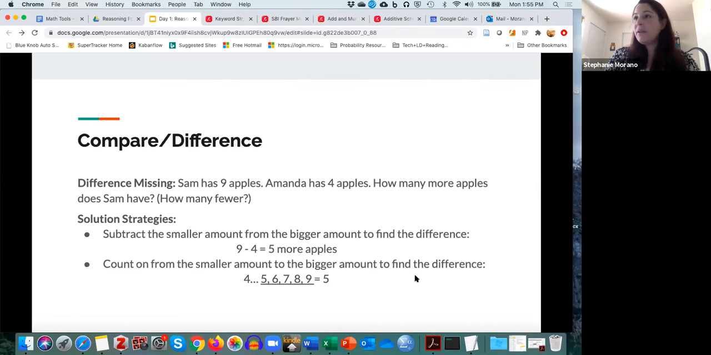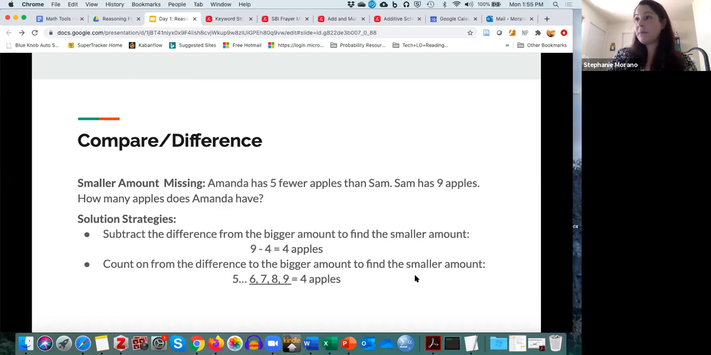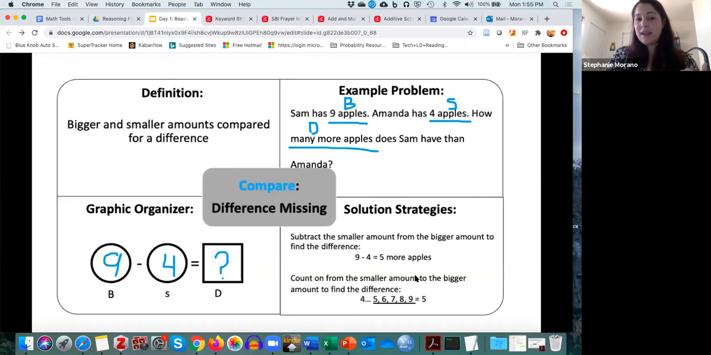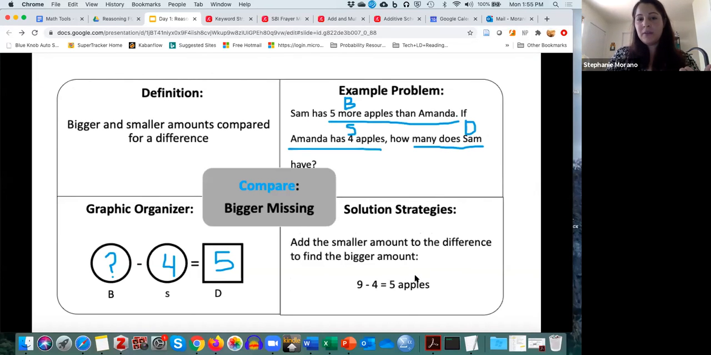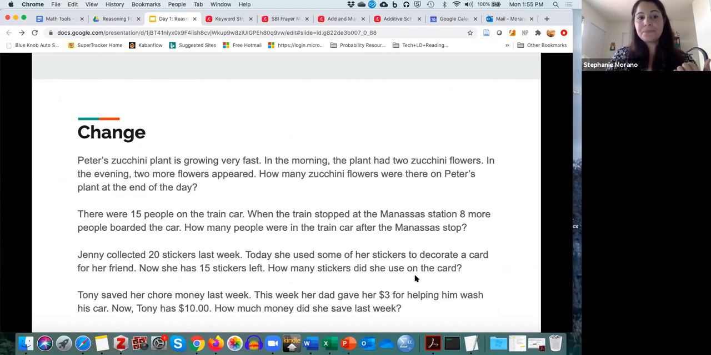The next couple of slides, again, have just examples of what difference missing, bigger amount missing, and smaller amount missing problems look like, as well as the solution strategies. And again, there are these FRAIR models that include all of that same information. Okay, and our final additive schema is the change schema.